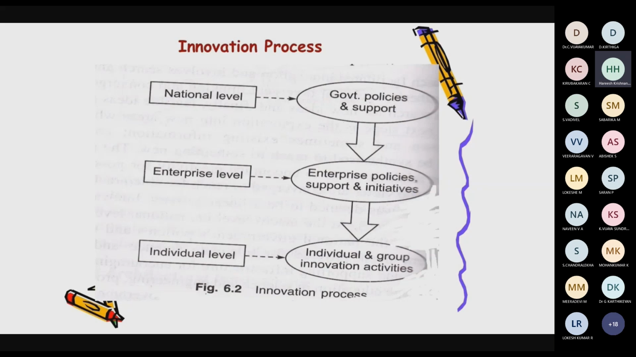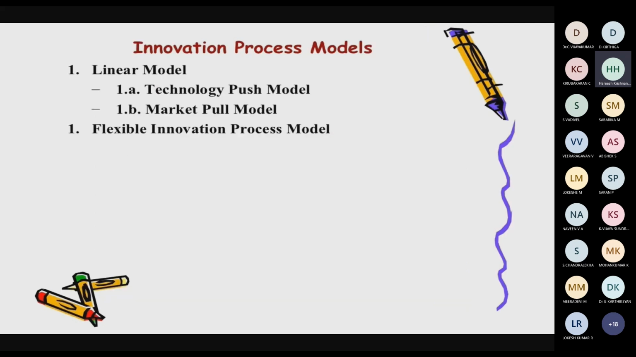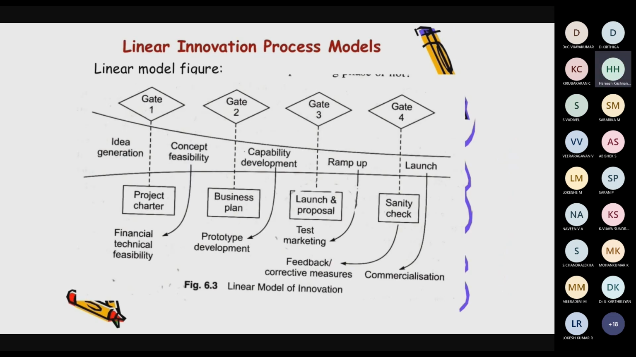Next is innovation process models. There are two different models: the linear model and the flexible innovation process model. The flexible innovation process model is what we are following now. In the case of the linear model, we can see the flowchart for the linear model in the figure.